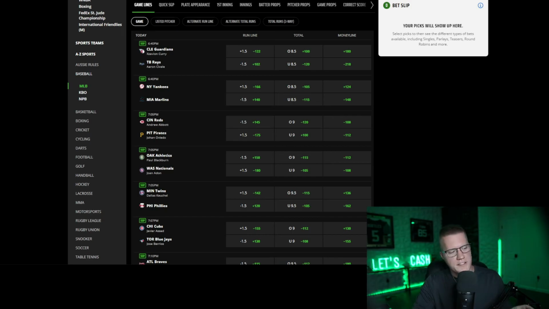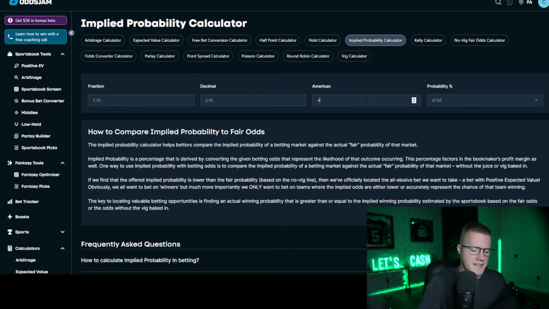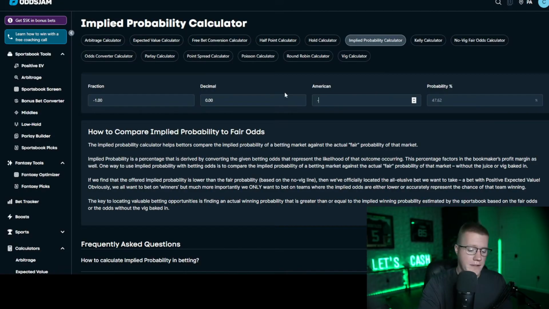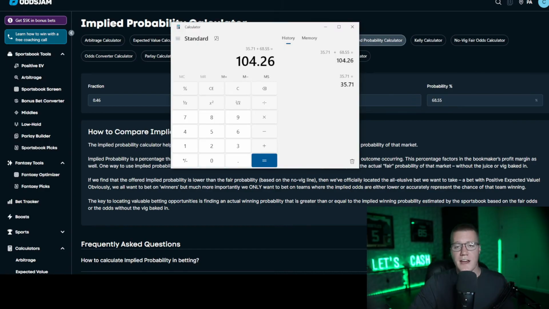So let's look at this first example with the Cleveland Guardians versus Tampa Bay Rays. The Guardians have a money line of plus 180. By putting this into the free calculator, you can see that they're giving this a 35.71% chance for the Guardians to win. And then they're also giving Tampa Bay minus 218 implied odds to win. By putting this into the calculator, you can see that they're giving this a 68.55% chance for the Tampa Bay Rays to win.